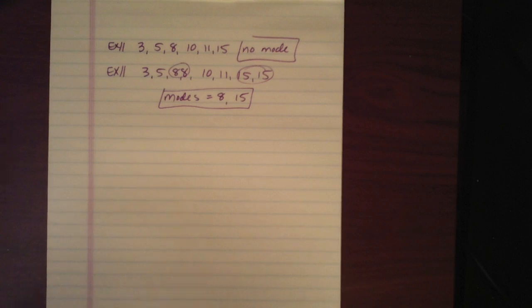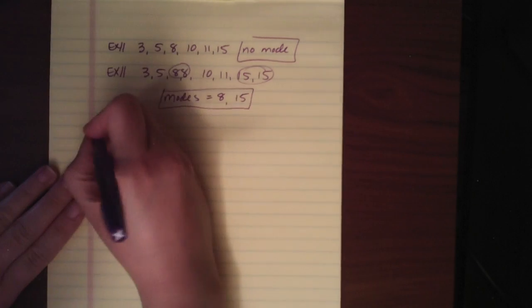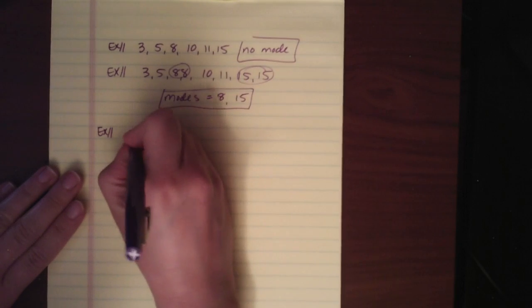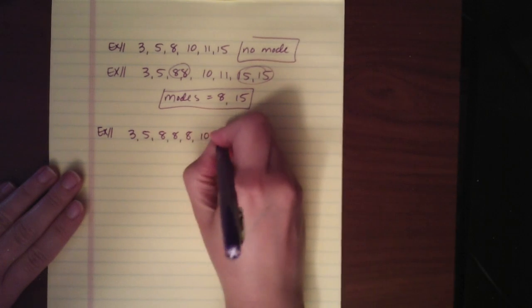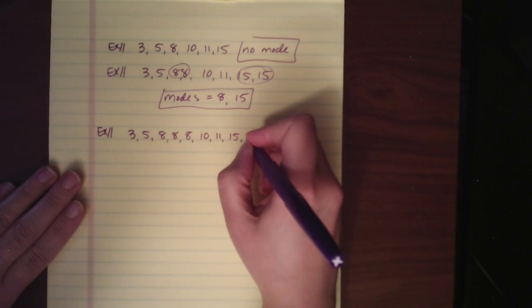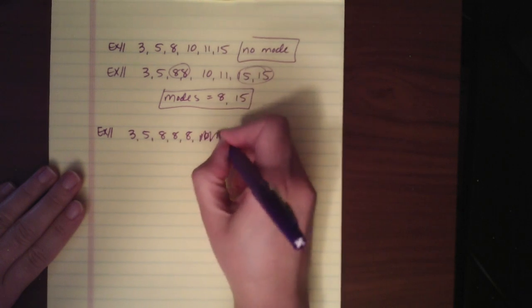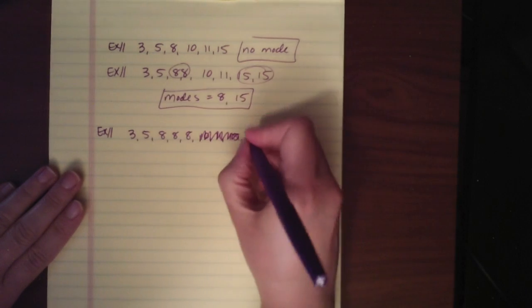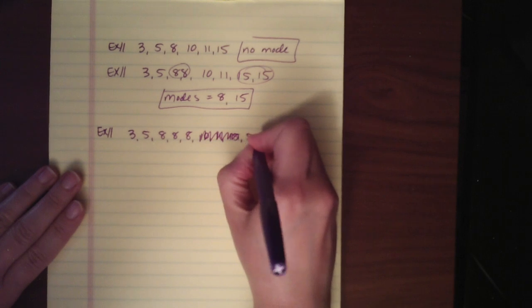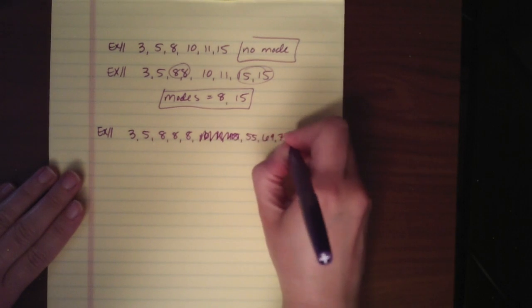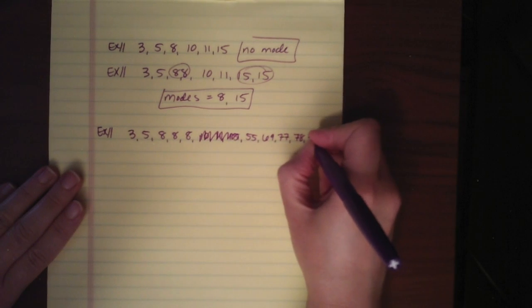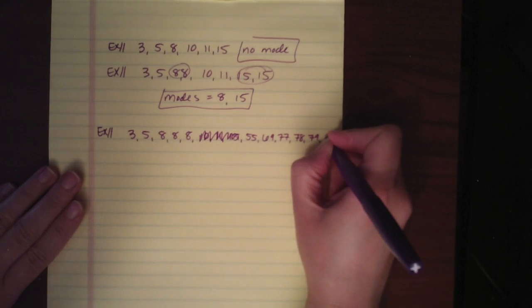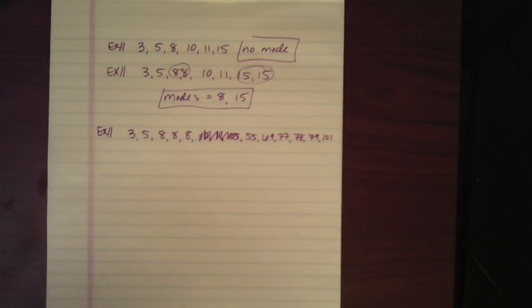The disadvantage of the mode, for example. Let's say that we had a set of data that looked like 3, 5, 8, 8, 8, 10, 11, 15. Actually, let's forget about 10, 11, 15. Let's say we had 3, 5, 8, 8, 8, 55, 69, 77, 78, 79, 101, something like that, okay? Let's say that was our data set.